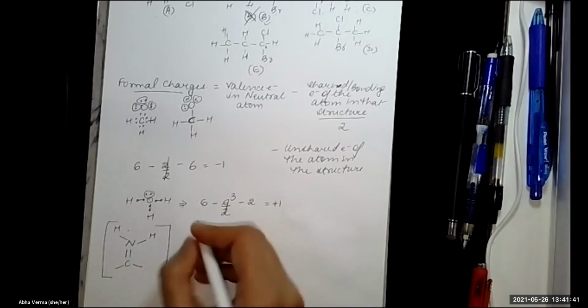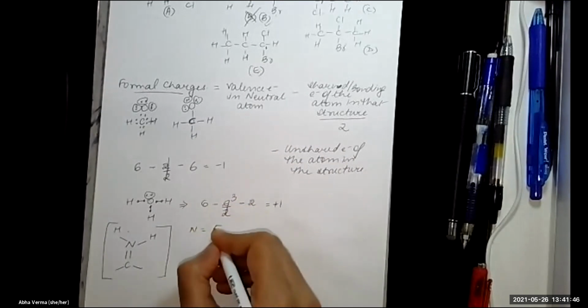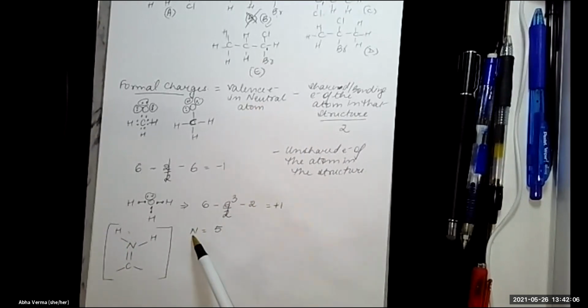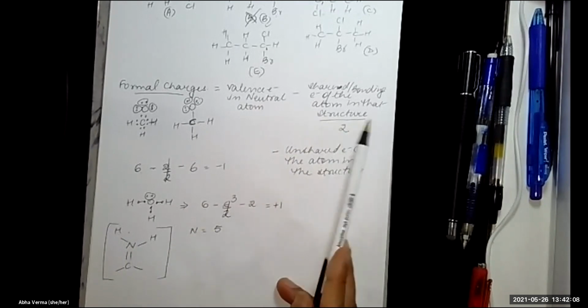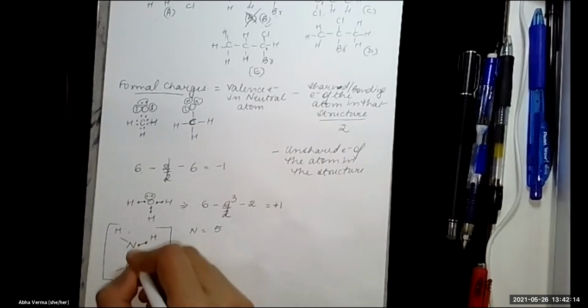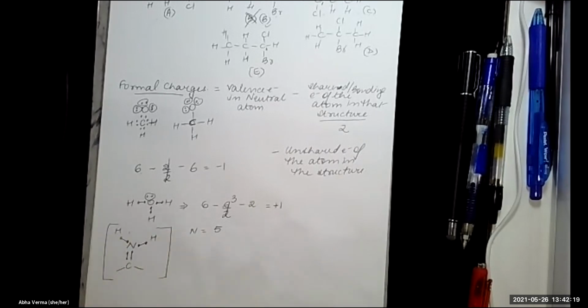Okay, so nitrogen has how many valence electrons? 5. So 5 valence electrons for nitrogen. How many shared electrons are here for nitrogen? 2, 3, 4, 5, 6, 7, 8.